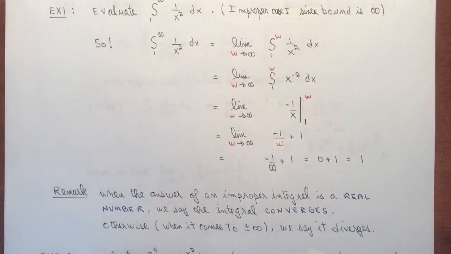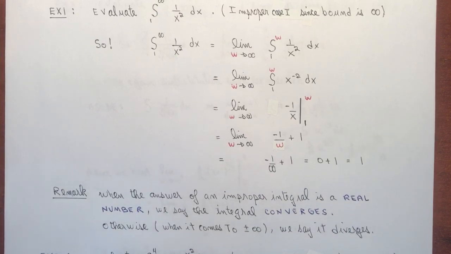When the answer to an improper integral is actually, like the previous one in example 1, a real number, we say that the integral converges. Otherwise, we'll have to say that it diverges if it turns out to be plus or minus infinity.